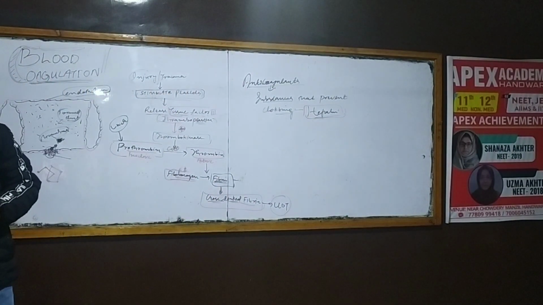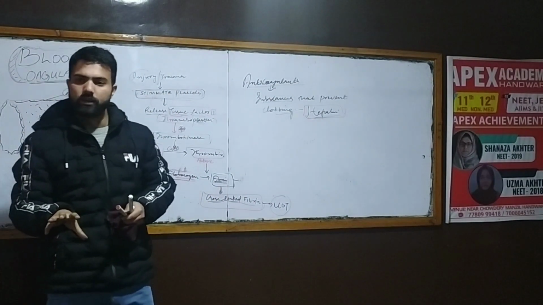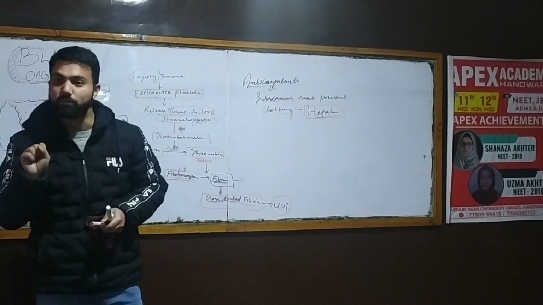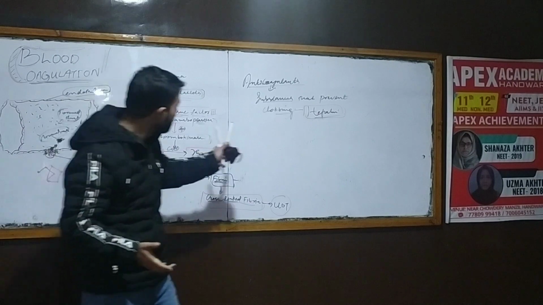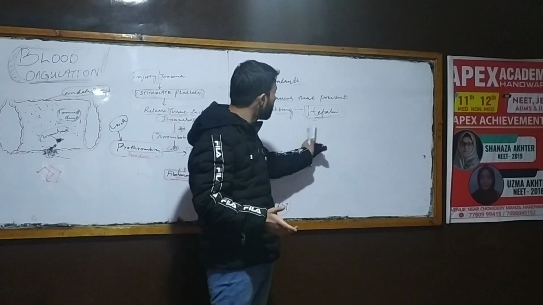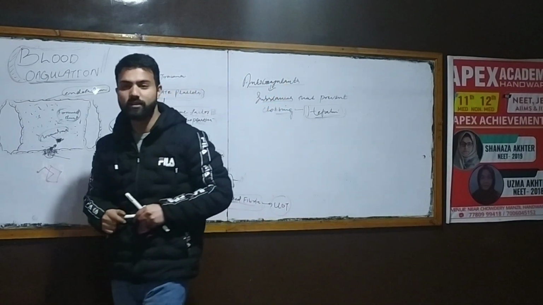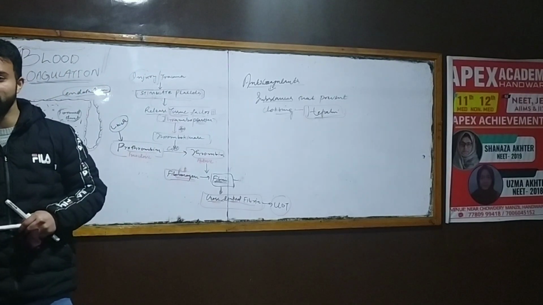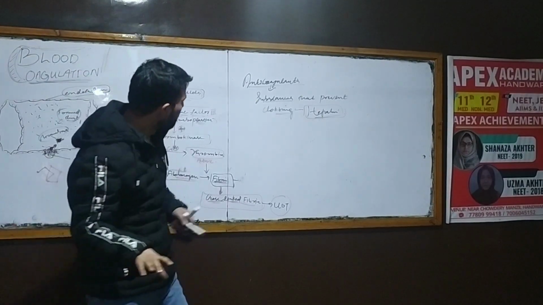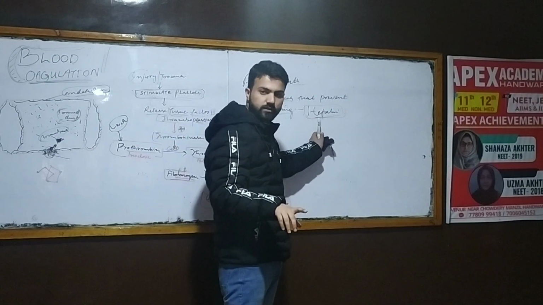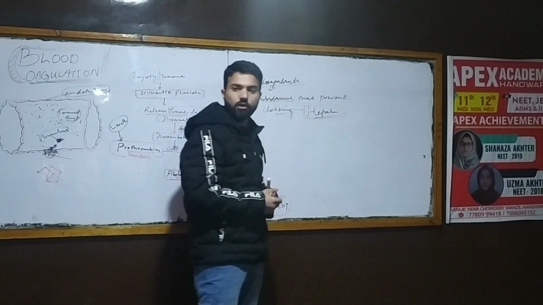You know why our blood is not coagulated in our blood vessels? Because of anticoagulants. Exactly, because of the anticoagulant heparin present in our body. That is why inside the vessels the blood is not coagulated. It is because of this heparin. You getting it?